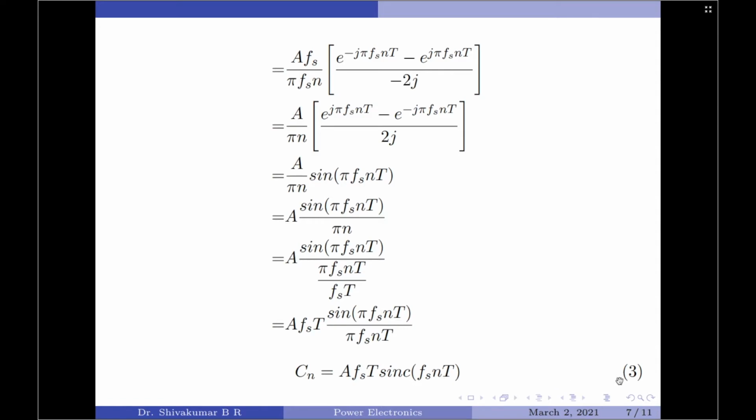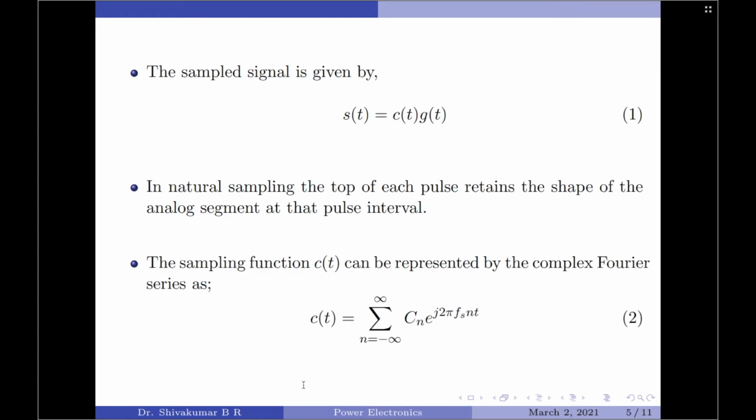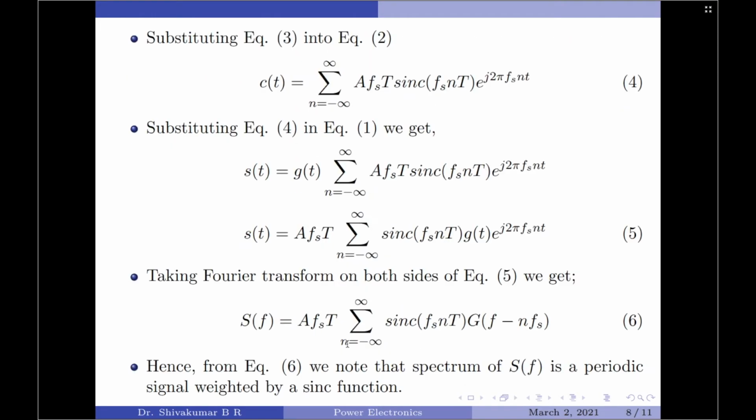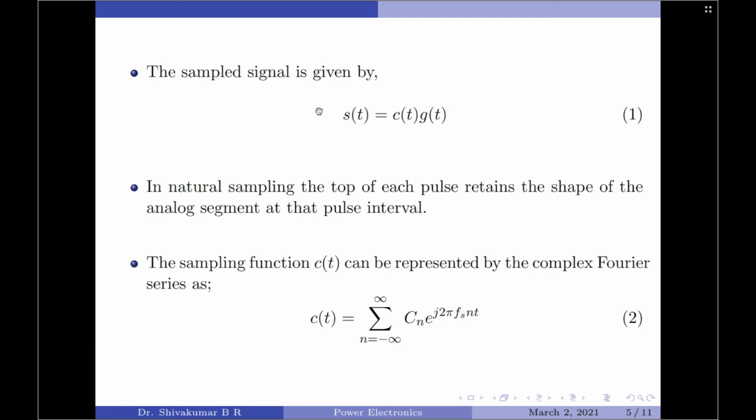Right. So, let us now denote this as equation 3, which is our coefficient. Now, I am going to substitute equation 3, which is the coefficient Cn, into equation 2, which is our sampling function. When I do that, I will obtain the new expression given by c of t equals summation n varying from minus infinity to plus infinity A fs capital T into sinc of fs n capital T multiplied by e to the power of j 2 pi fs n t. Now, let us take this, which is equation 4 of the sampling signal, and substitute into equation 1, which is our sample signal equation. So, it will be c of t multiplied by g of t.